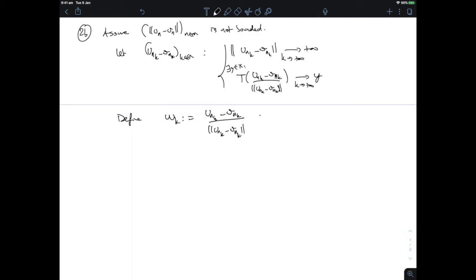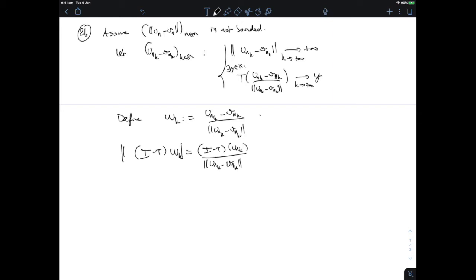What can I say about this w_k? Well, the norm of u_nk minus v_nk goes to infinity. And the norm of (1 minus T) of (u_nk minus v_nk) remains finite because (1 minus T) u_nk has to tend to f. So if I look at (1 minus T) w_k, I get (1 minus T) of u_nk divided by the norm of u_nk minus v_nk, because v_nk is in the null space of 1 minus T.